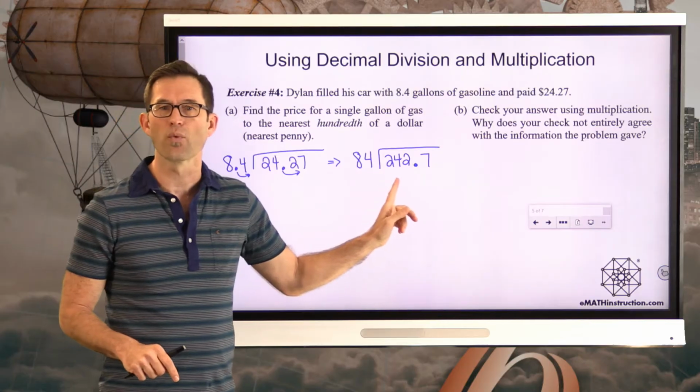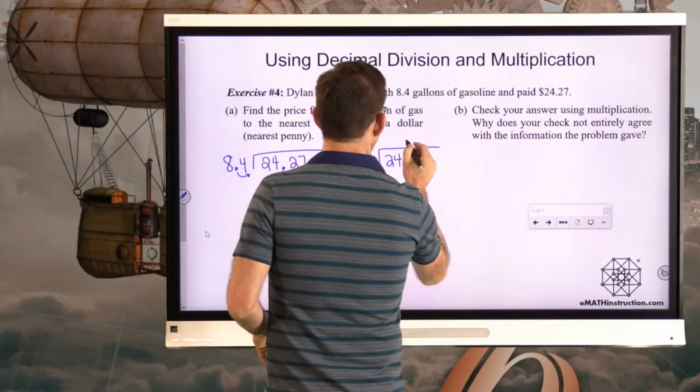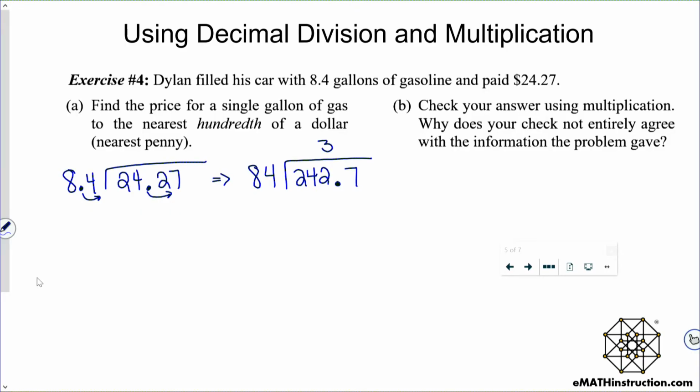I'm thinking about 8 and 24. Let's do it. I'm going to give 3 a shot. 3 times 4 is 12. Carry the 1. 3 times 8 is 24, plus another one is 25, and too big. No good. Oh well, that's okay. We'll go back to 2. Let's try 2. 2 times 4 is 8, right? 2 times 8 is 16. I'll move that decimal point right up there right away.